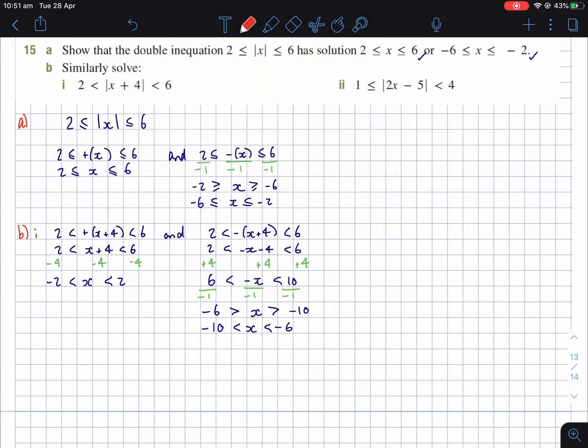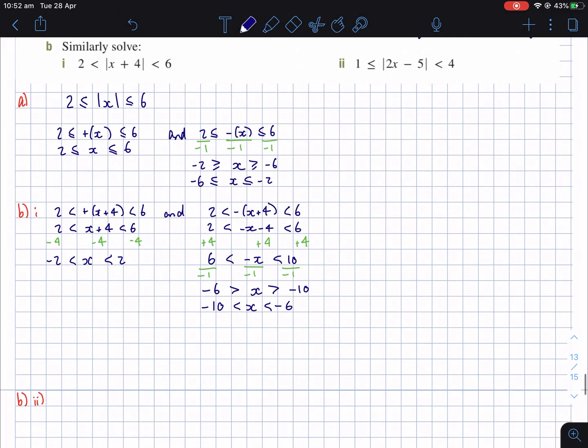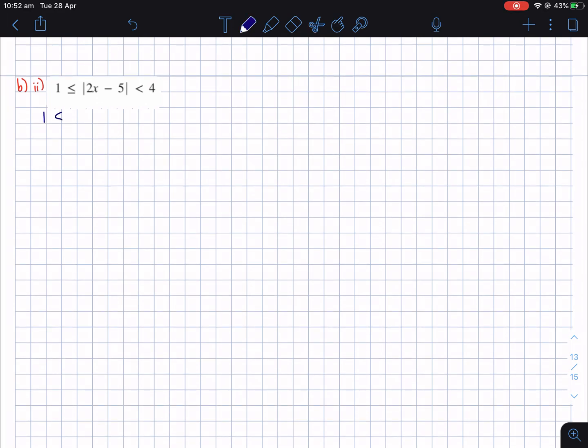And for question II, I'm just going to copy it. So first of all, we have 1 is less than or equal to positive 2x, take 5 is less than 4. And 1 is less than or equal to negative 2x, take 5 is less than 4. So here we've got 1 is less than or equal to 2x, take 5. So I'm going to plus 5 to everything. So I get 6 is less than or equal to 2x is less than or equal to 9.